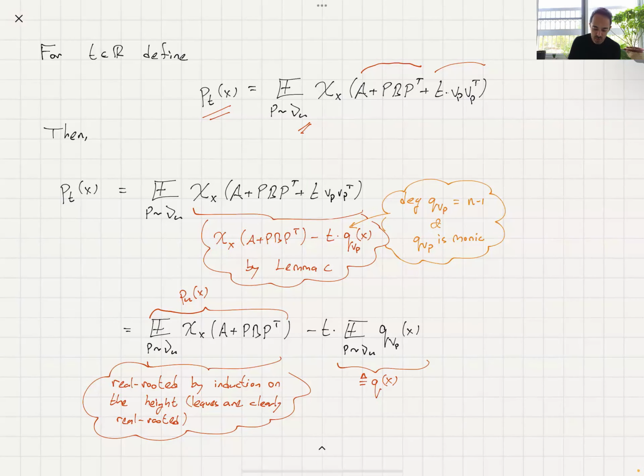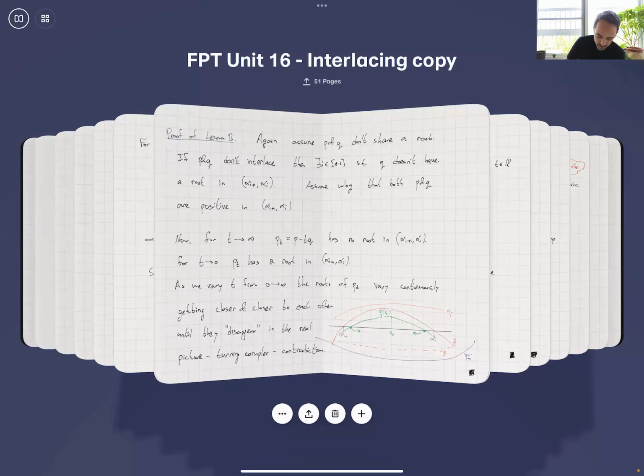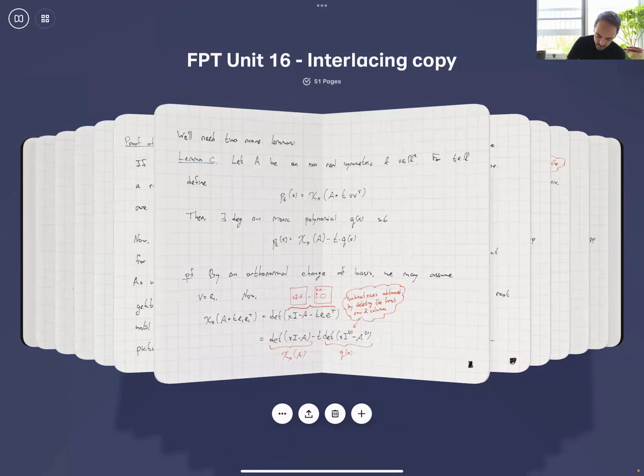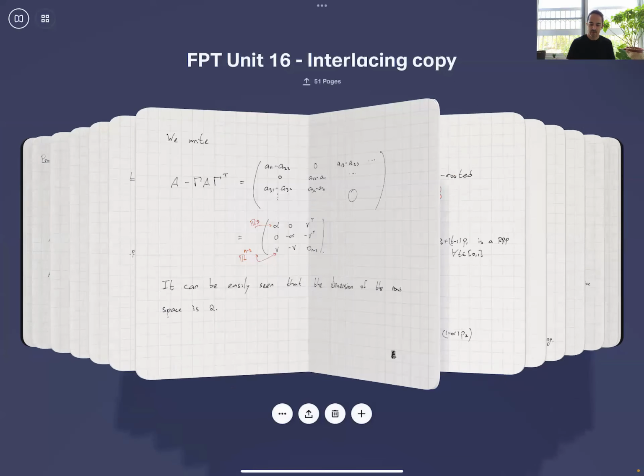So why am I writing that? Because if you remember, lemma C told us that, maybe let's go back and remind us, it was a long time ago. Right, if you have an n by n real symmetric matrix and you do a rank 1 update like that, but in that fashion with a parameter t, then the characteristic polynomial of this new matrix is the old one minus t times a polynomial of degree n minus 1, which also happens to be monic. Okay. So let's go there.